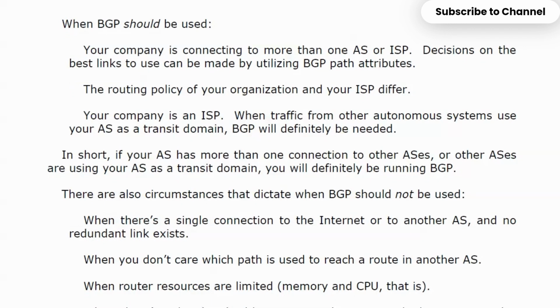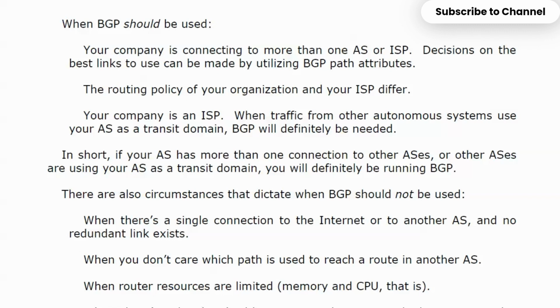Now, BGP should be used when your company is connecting to more than one AS or ISP, because decisions on the best links to use can be made by utilizing these BGP path attributes. We will see that live. The routing policy of your organization and your ISP just may differ a little bit. That's when BGP can come in handy. And if your company is an ISP to begin with, because when traffic from other autonomous systems uses your AS as a transit domain, BGP will definitely come in handy. So in short, if your AS has more than one connection to other ASs, or other ASs are using your AS as a transit domain, you'll definitely be using BGP.